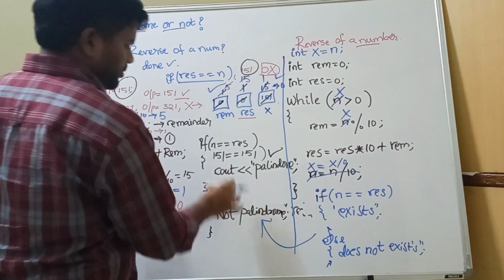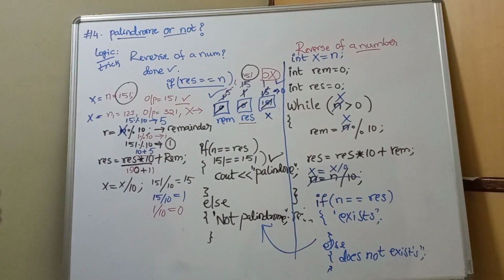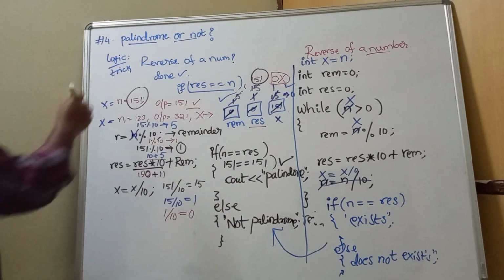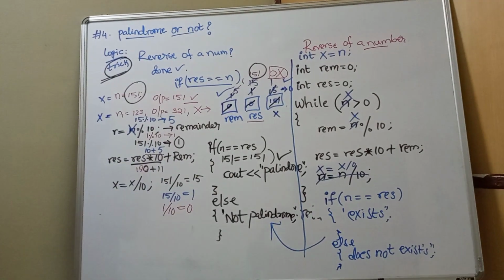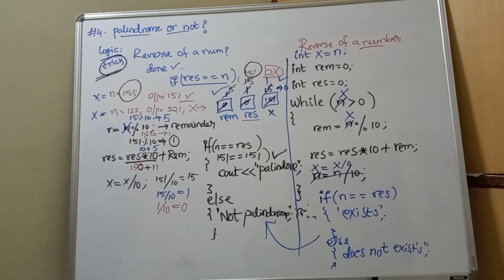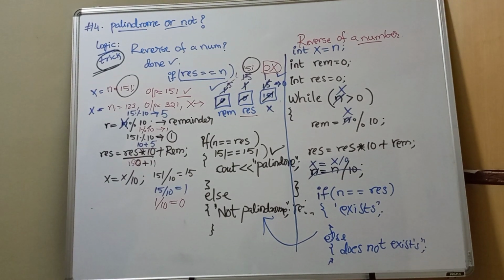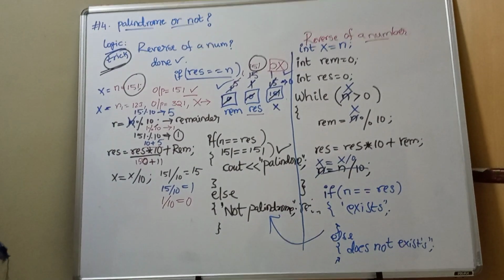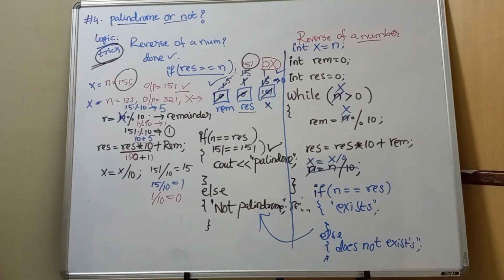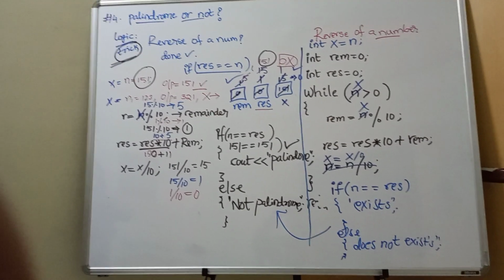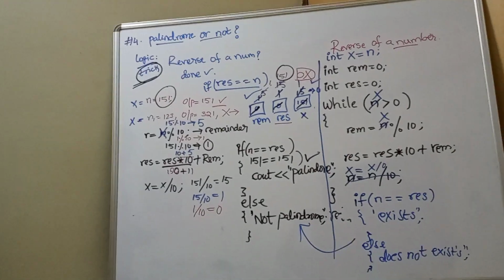So the simple trick was, if you know the reverse of a number, then you will get to know palindrome easily. We'll discuss in the next video about Armstrong numbers or prime numbers. So yeah, that's it.